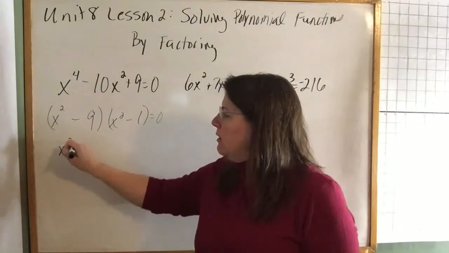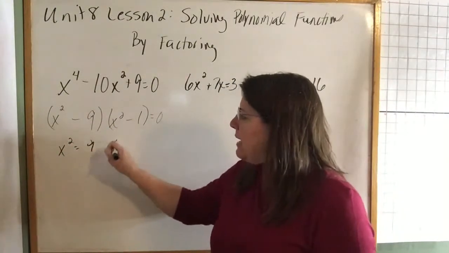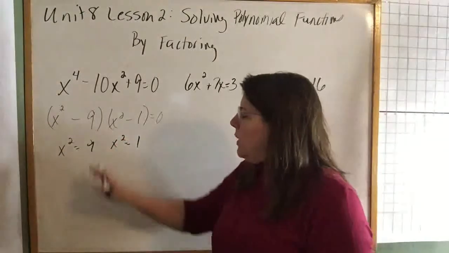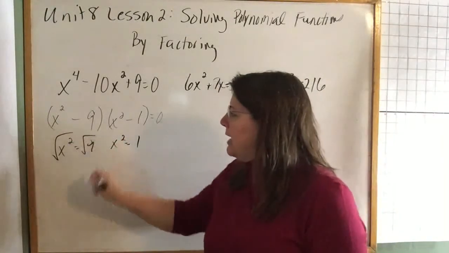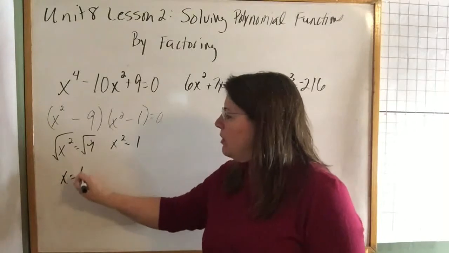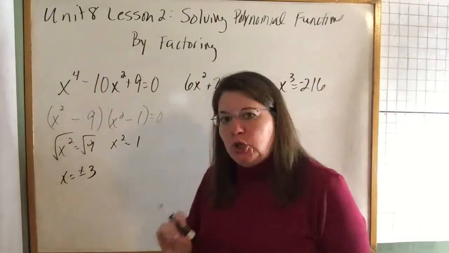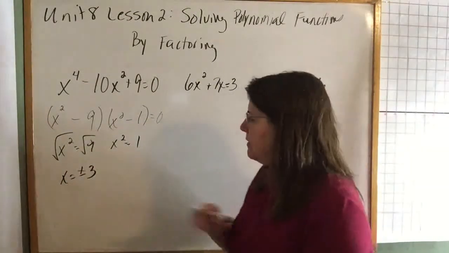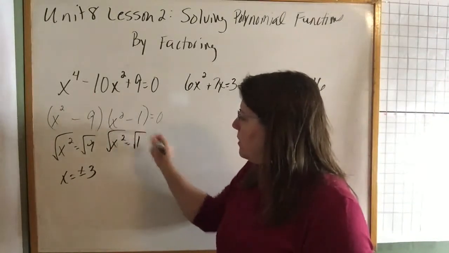So I've got x squared equals 9 and x squared equals 1. When I take the square root of both sides, this one gives me x equals plus and minus 3. Remember, when you put in the square root, you have to put plus or minus. And for this one, I take the square root of both sides.